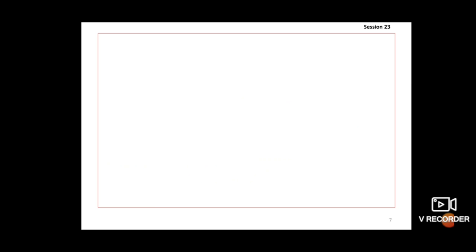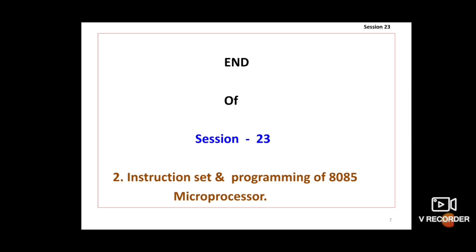Okay student, so this is the end of this session 23, and we have also completed all instructions in this 8085 microprocessor chapter, chapter 2. Only the programs remain, so let us see these programs in the next lecture. Okay, thank you student.